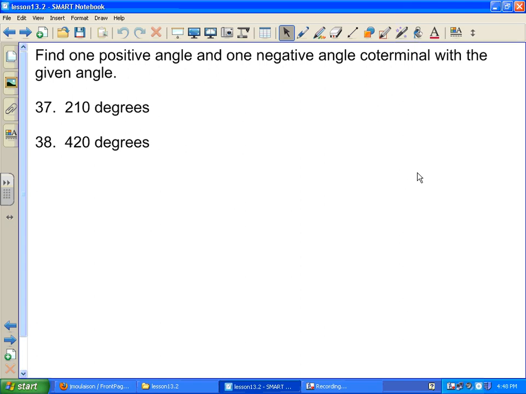So continuing the lesson on general angles in radian measure. The example: find one positive angle and one negative angle coterminal with the given angle. So you could pause this presentation and try these two problems. You should have a total of 4 answers, a positive and negative angle that's coterminal with 210, and a positive and negative angle that's coterminal with 420.